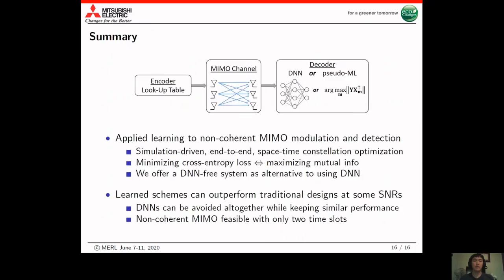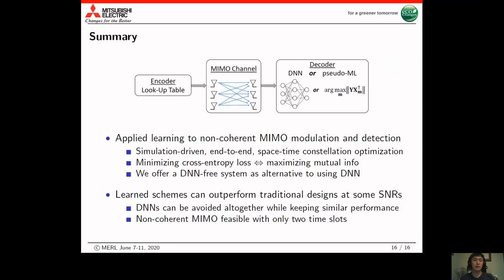In summary, we applied learning to the design of the modulation and detection schemes for the non-coherent MIMO channel. This involves taking a simulation-driven end-to-end learning approach to optimizing the space-time signal constellations and the corresponding decoder. We note that minimizing the cross-entropy loss corresponds to maximizing mutual information of the system. We offer 2 approaches, one that uses a DNN-based decoder, and the other that offers a completely DNN-free system.